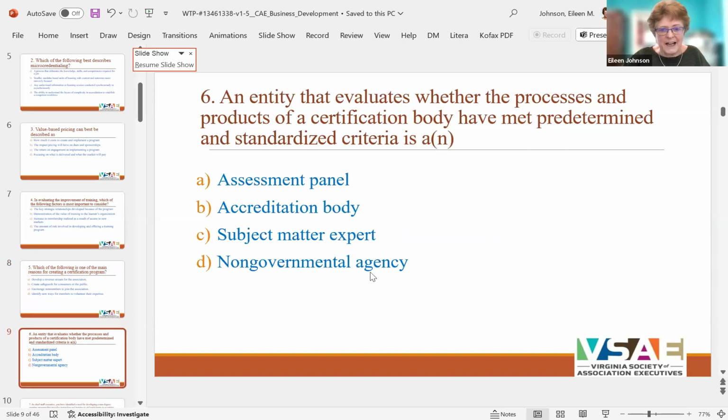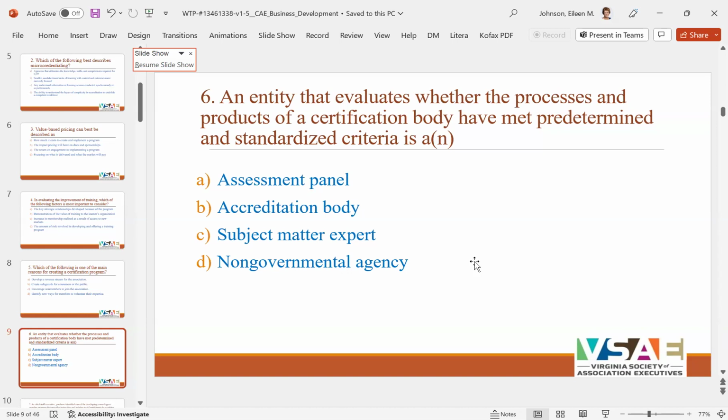Okay, next one. Again, we're in the certification zone. I think this one's me. Okay. An entity that evaluates whether the processes and products of a certification body have met predetermined and standardized criteria is an assessment panel, an accreditation body, a subject matter expert, a non-governmental agency.